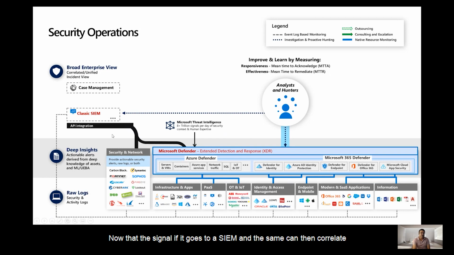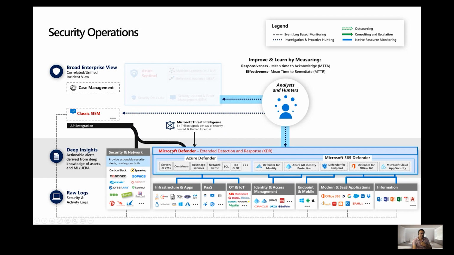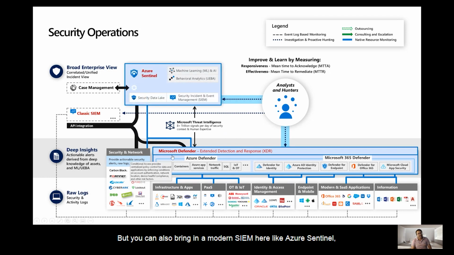Now that signal goes to the SIEM, and the SIEM can then correlate the remainder of the data to help generate the insight. Now you can also bring in a modern SIEM here like Azure Sentinel, which can integrate with the data which you are generating, the data which is coming from the Microsoft Defender XDR, and the remainder of the data which you would like to ingest.